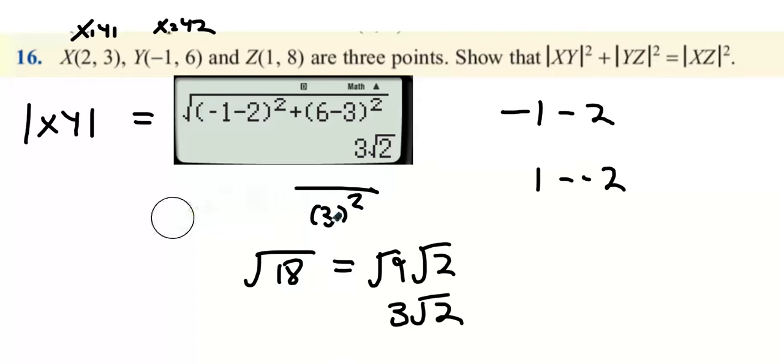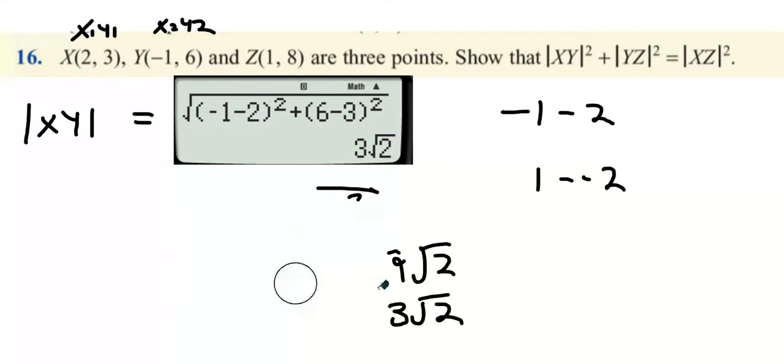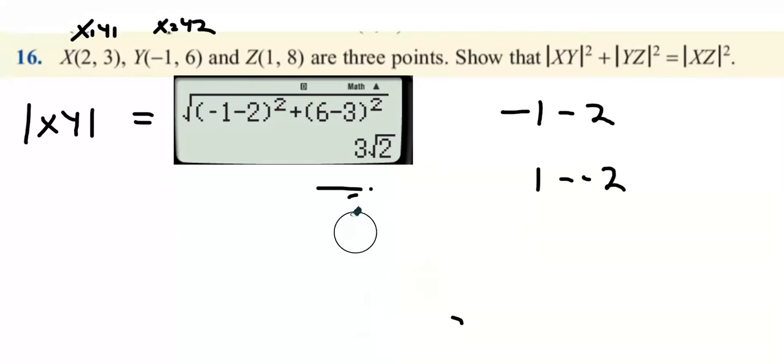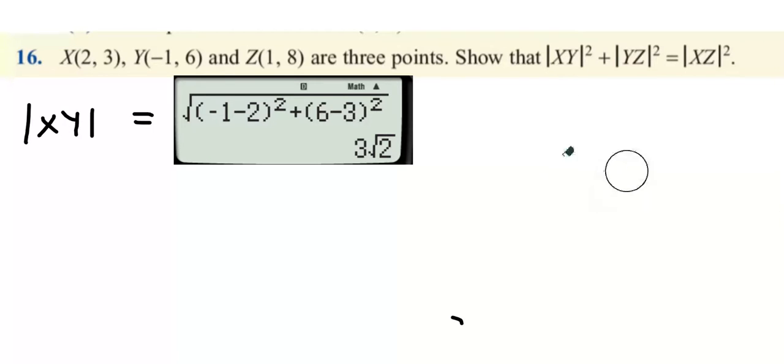Now, what about the next answer we're looking for, YZ. How would you do YZ, everybody? I haven't gone that far yet. Just give me a minute. I'll be with you in a second, okay? What's the next one? YZ? So what do you call Y? X1, Y1, Z? X2, Y2, yeah.